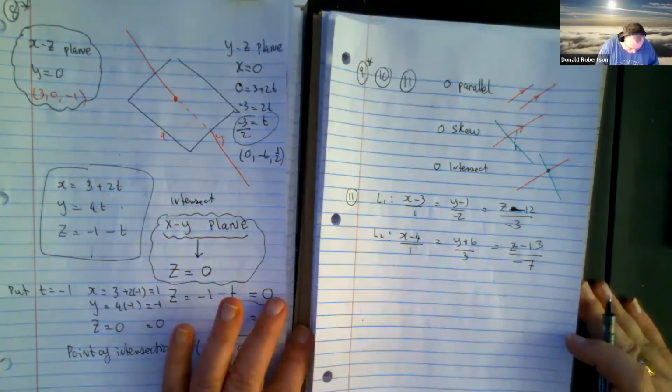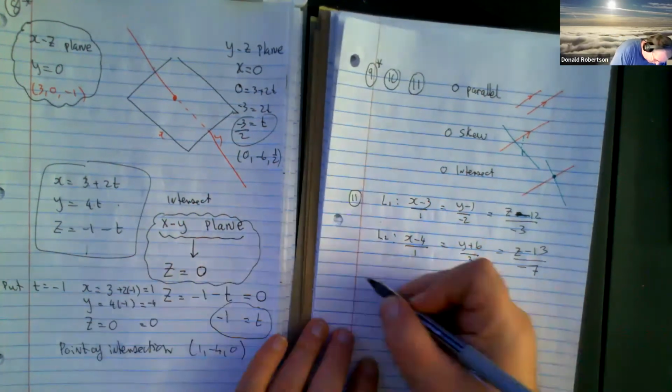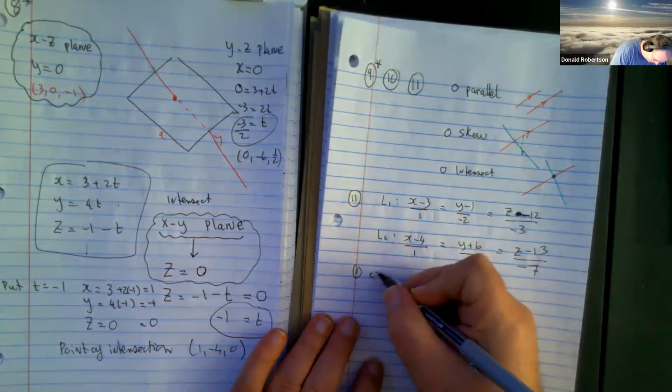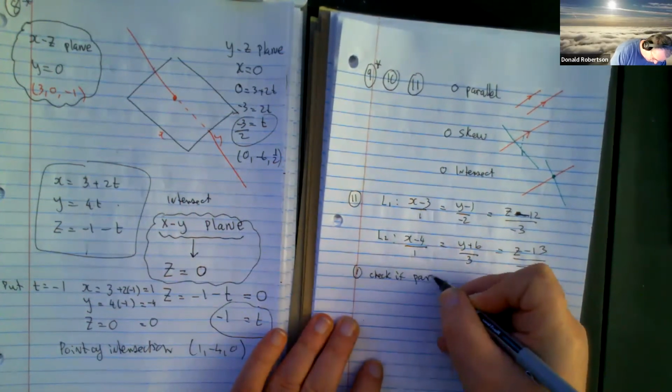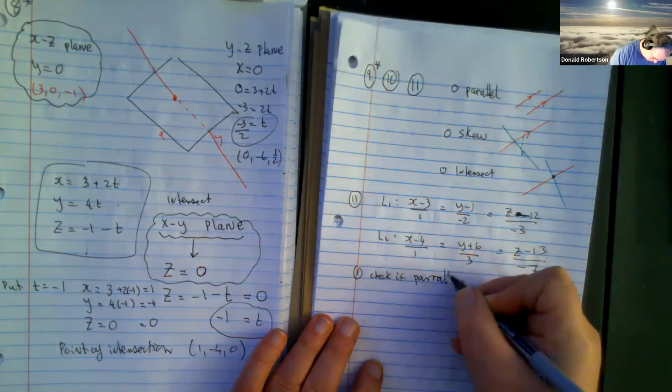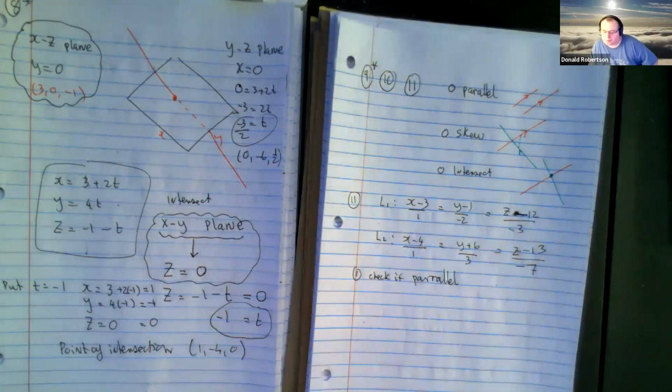Right. So the first thing you check for is whether they're parallel. That should be one R in parallel that way.